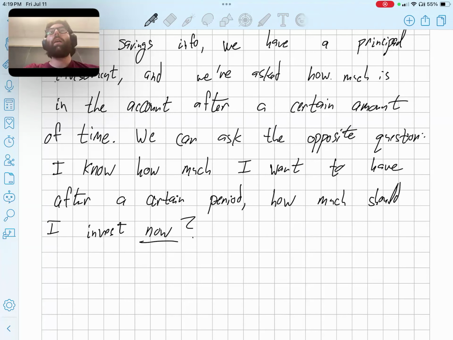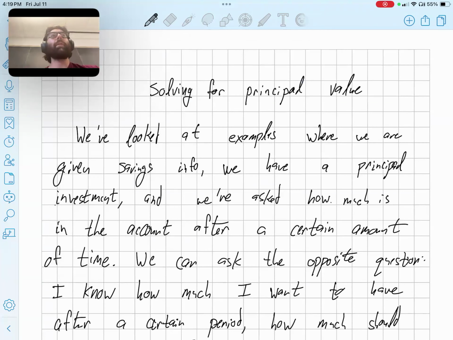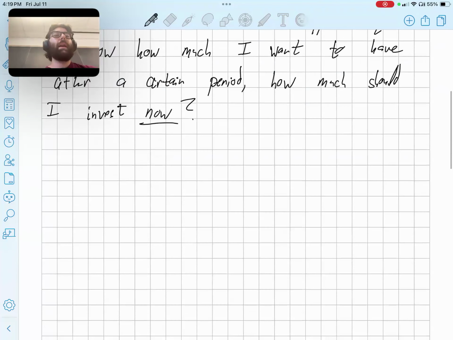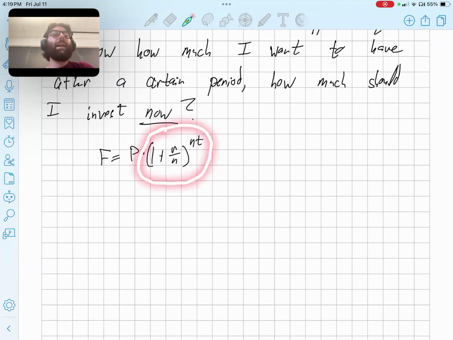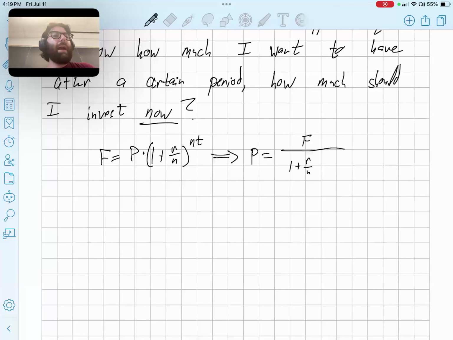Okay, so before we were given the principal and we were finding the future value. Now we're given the future value. We know how much we want to have, and we're going to be solving for the principal. And so how we do this, we take our equation, and all we do is we take this quantity and divide on both sides to cancel it out to solve for P. So our new equation becomes P equals F divided by 1 plus R over N to the NT.